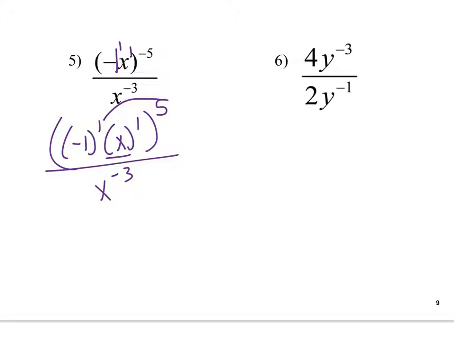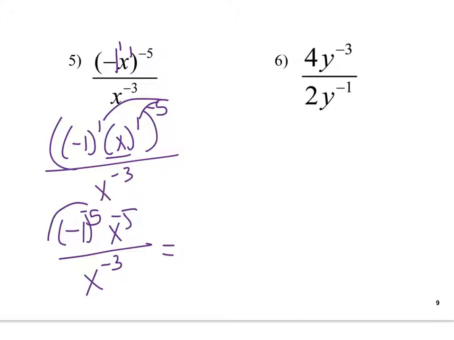So just remember, distribute the exponent. So it's negative 1 to the 5th power, x to the negative 5th, over x to the negative 3rd. Okay, so we're going to just do the math here. Negative 1 to the negative 5th power. Well, you can do that with your calculator. That's pretty straightforward. It's just negative 1.